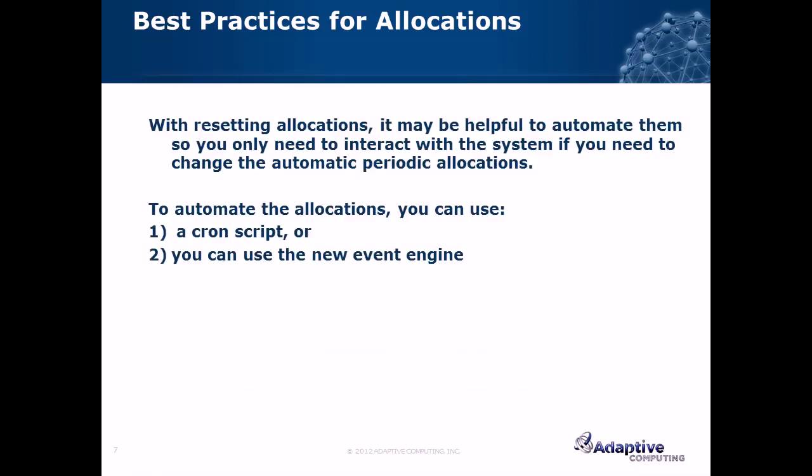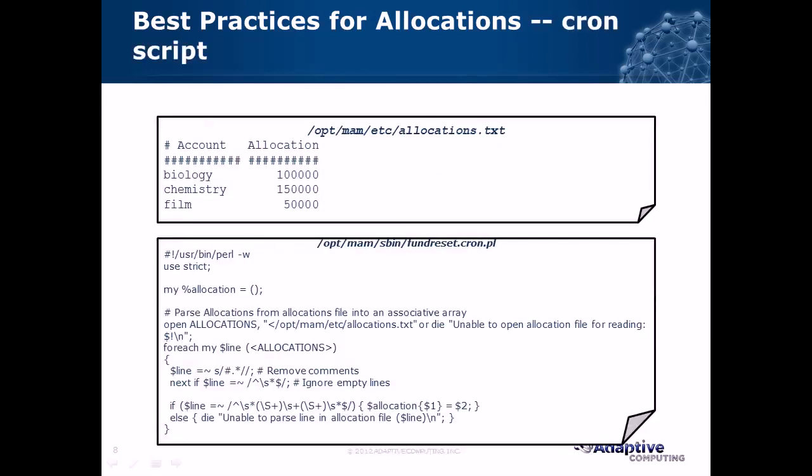But the thing with resetting allocations, of course, is you've got to make the deposit at the right times. So how do you do that? You can either automate it through a cron script, which I'll provide an example of in this presentation, or you can use a new event engine. If you're using the cron script, then you just need a source where you keep the updated list of allocations. It could be a flat file, as in our example, or it could be a database or LDAP or something else like that, where you update the amount that it's going to be for the next cycle.